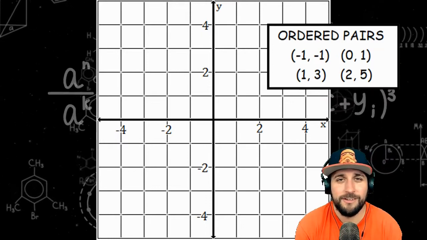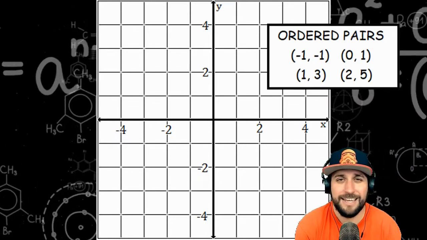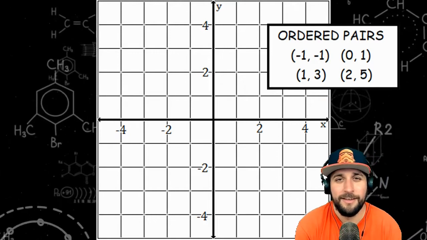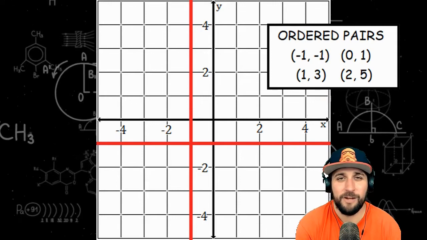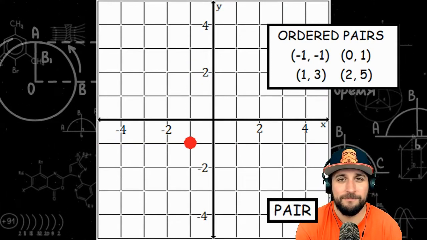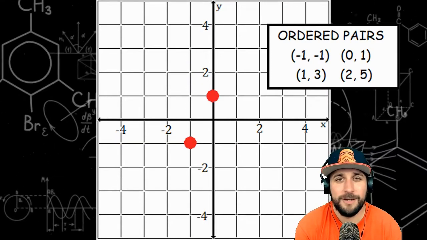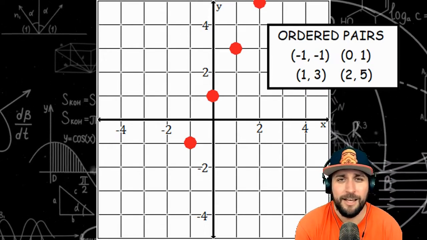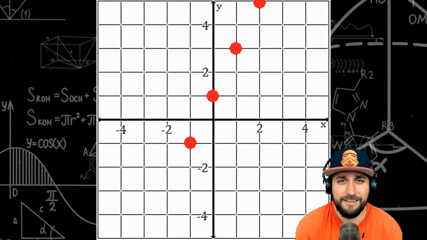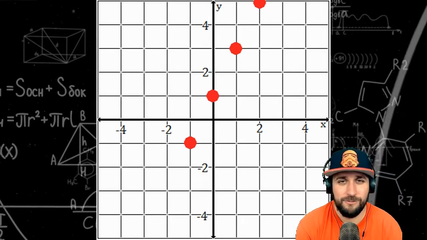X coordinate first, then y coordinate. My first ordered pair is at negative 1, negative 1. So I go to negative 1 on the x and negative 1 on the y, and that'll be my first ordered pair. I fill in my other ordered pairs like so, and there they are. We're doing linear equations today. Solutions of linear equations form a straight line.